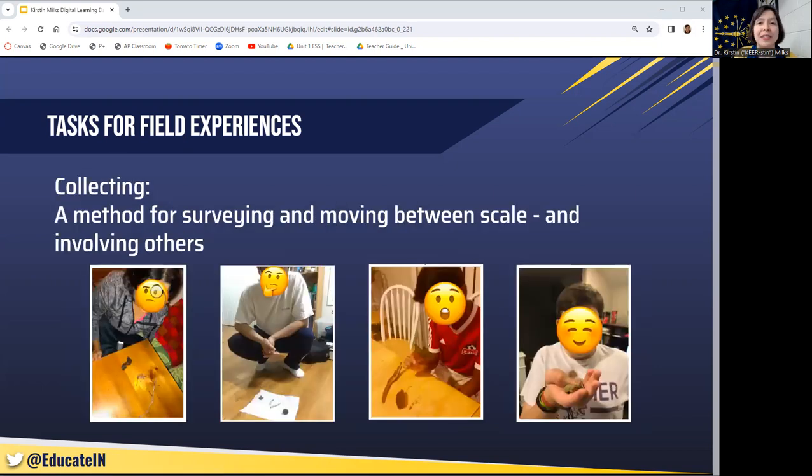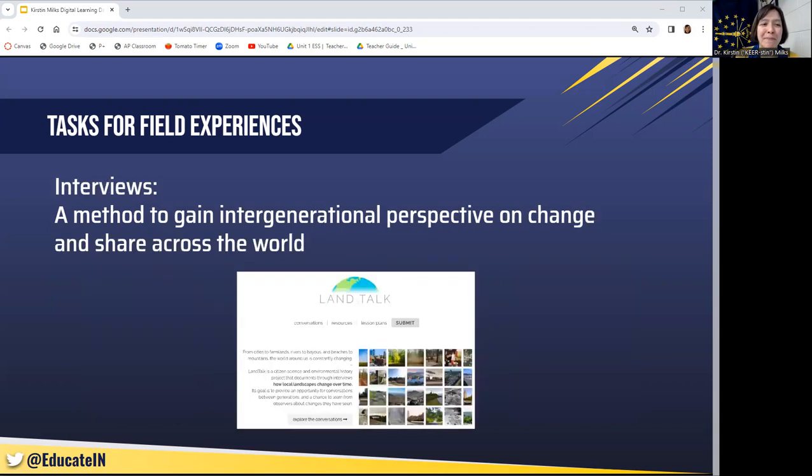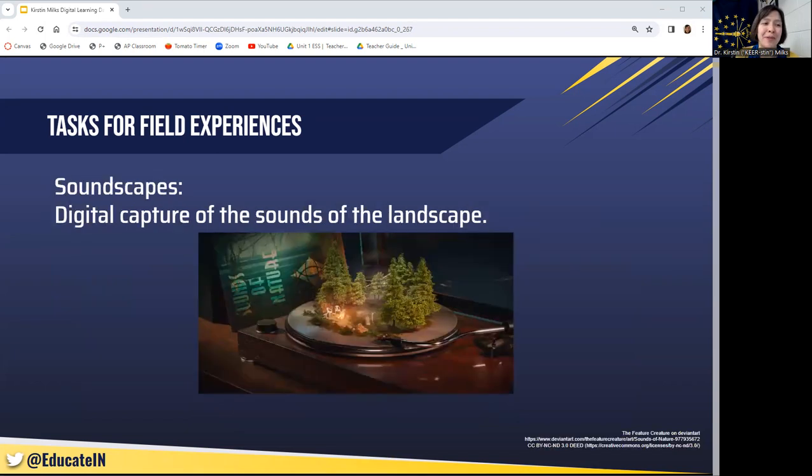I also love when students collect things respectfully and safely from the natural world. It's a way to help them think about surveying a landscape, moving between different scales. And I also love when they get to share it with somebody they're close to, to build those connections around nature. Interviews are great. Project Land Talk at Stanford had students do intergenerational interviews on land use in an area and then shared them across the world. We do a similar version of that on a local scale here in Bloomington.